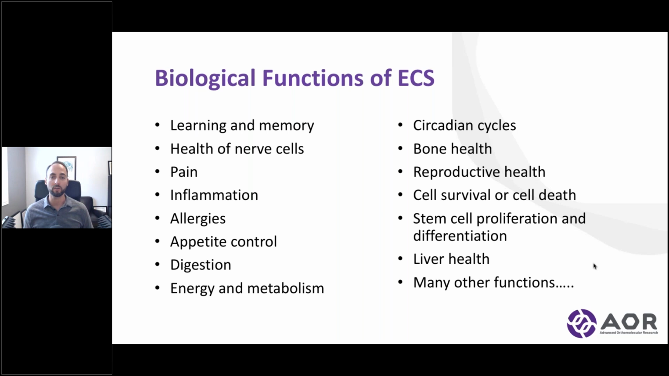These are some of the functions of the ECS: anything from learning, memory, the health of nerve cells. We'll talk about how CB1 receptors are primarily found in the central nervous system. Pain and inflammation are huge. When you think of cannabis, you think of the endocannabinoid system. Pain, inflammation, and sleep are really the top 3 key indications. But there's a lot more than that: appetite control, digestion, energy metabolism, bone health, reproductive health, and many, many more. We'll focus on the top ones, and then we'll go from there.